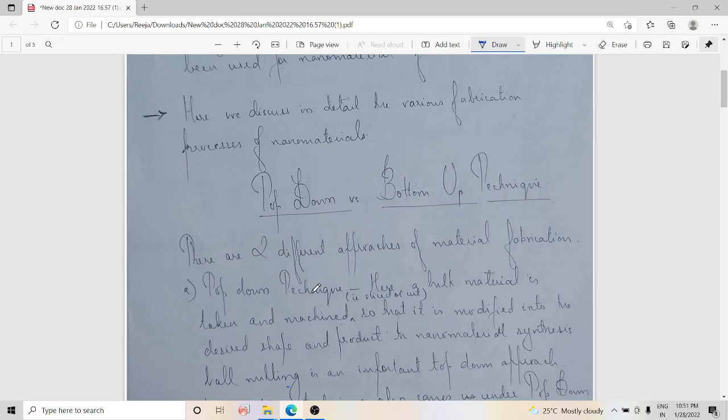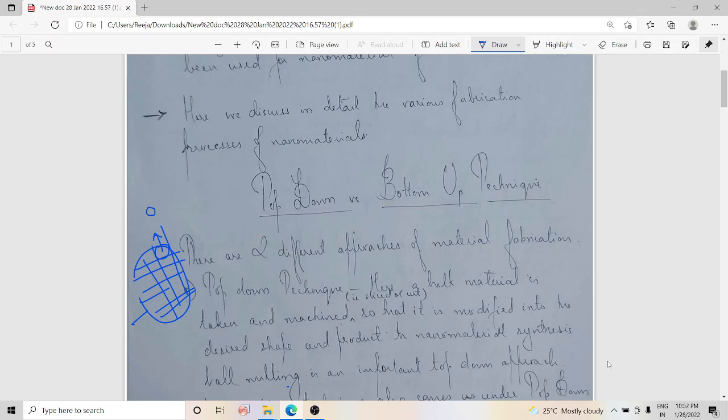Now, what is the top-down technique or top-down approach? Here, we take a bulk material and it is sliced down or cut, or we grind it to get nanomaterials. Okay, so the bulk material is reduced to the size of a nanomaterial and we get the product. So here a bulk material is taken and machined, that is sliced or cut, so that it is modified into the desired shape and we get the product in nano size.